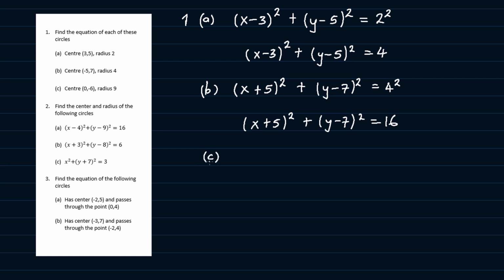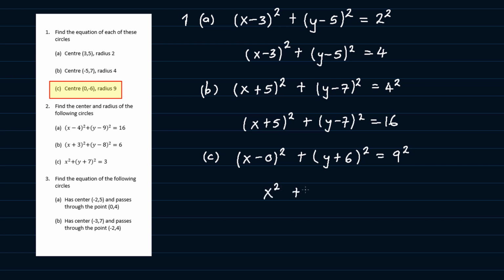So for part C, the center is at 0 and minus 6. So that's x minus the x coordinate, which is 0, squared, plus y minus the y coordinate, which is minus 6. So minus minus 6 gives us plus, and it's equal to the radius squared. That's 9 squared. So x minus 0 is simply x. So it will come out as x squared plus y plus 6 all squared equal to 81. So these are the 3 answers for number 1.